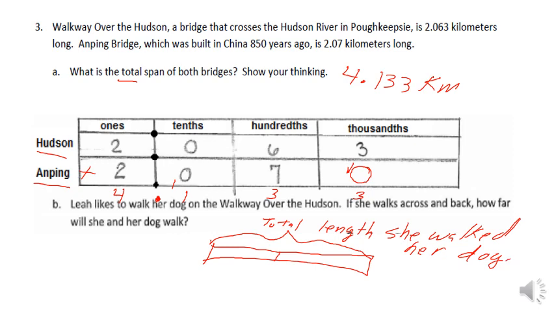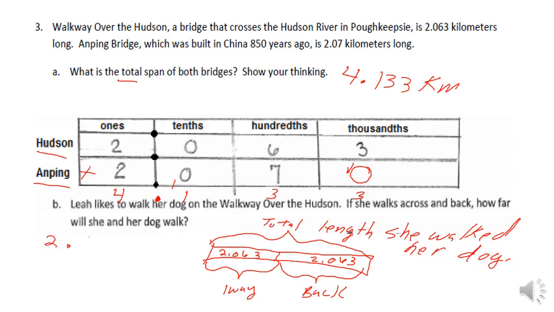So if I look here, this part here, which ends up being, since we know it's the Hudson, this length right here is 2.063, and that's one way. And then we know that she came back the same distance, 2.063, and back. So I can see that I'm going to add these.